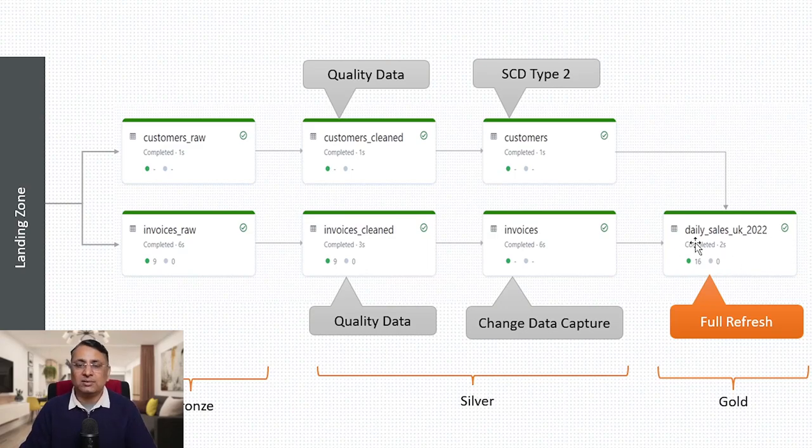So in this last step, we want to create a daily sales UK 2022 materialized view. So far we have been creating streaming tables, which are incremental tables. We load data into those tables. But this one we want to implement as a materialized view. You can also implement it using a view, but we prefer using a materialized view. So let's see how to do that.